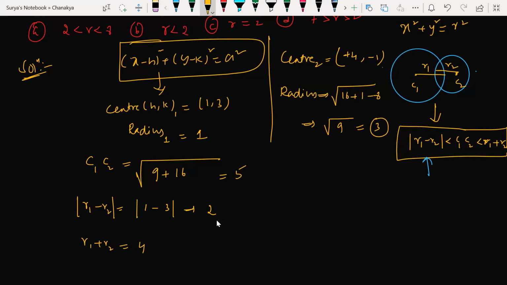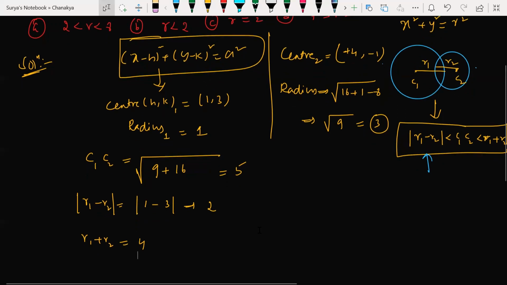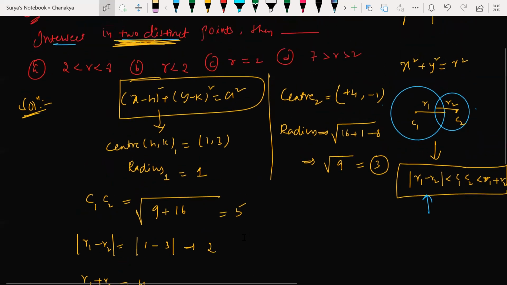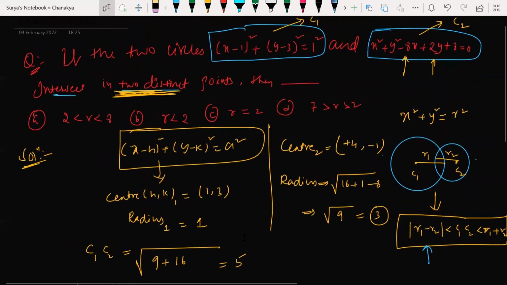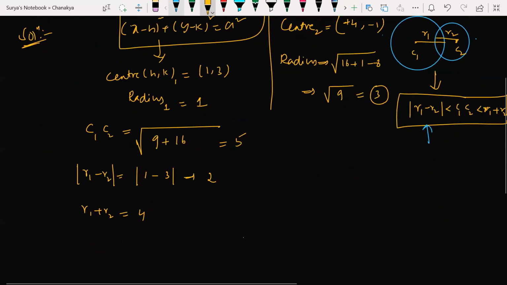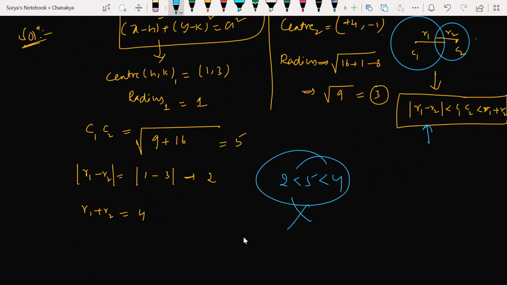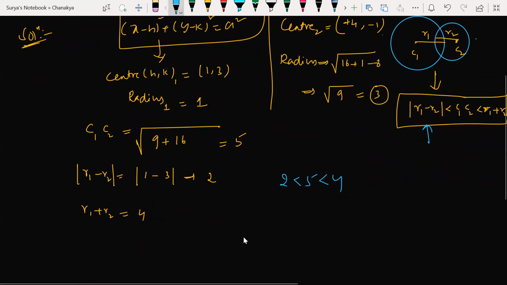Now just compare here. Compare the things here. Tell me which option is going to be correct. Yes, look at this here. The condition is, look at this: 2 is lesser than 5 is lesser than 4. Look, the condition itself: 2 is lesser than 5, fine, but 5 can't be lesser than 4.